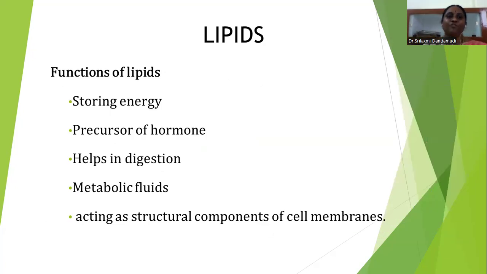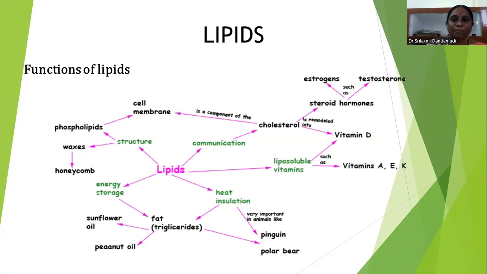Okay, the main functions of lipids are storing energy, and they are precursors of hormones. They also help in digestion, and act as metabolic fluids and as a structural component of the cell membrane. So these are the main functions of lipids. Here we have different types of lipids: phospholipids, waxes, cholesterol, and fat-soluble vitamins such as vitamins A, D, E, and K. All these are different types of lipids, and these are their functions.